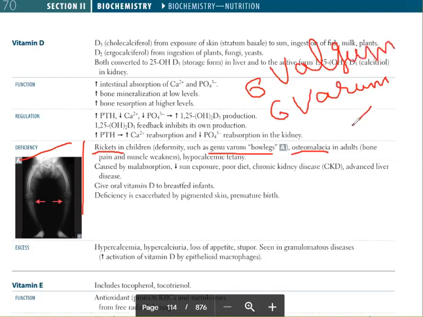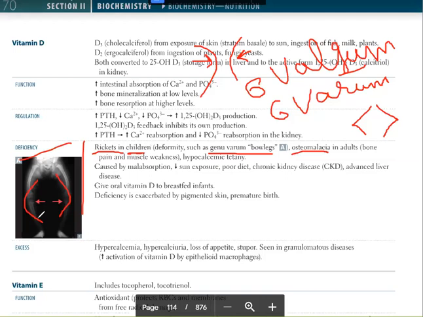So genu varum is like this. Your legs will be bowed, so the knee portion will be outward. That is genu varum. But genu valgum is like this. The knee portion will be inward. So I remember it by gum. Gum is sticky, so it's like sticking together, and varum is pushing outward. So remember, this is genu varum, bowed legs in children, and it is because of less calcium deposition in the bone.